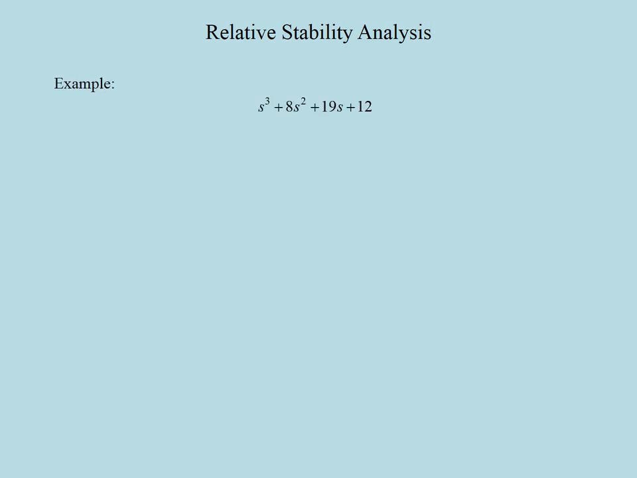Let us consider the polynomial s cubed plus 8s squared plus 19s plus 12. We would like to determine whether this polynomial has roots with real parts between 0 and minus 2. We form the Routh array. The first row is 1, 19. The second row is 8, 12. The element in the third row turns out to be 17.5. And the element in the last row is 12. So we conclude that this polynomial has no roots in the right half plane.